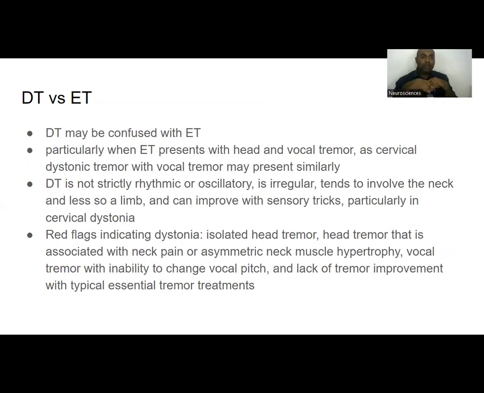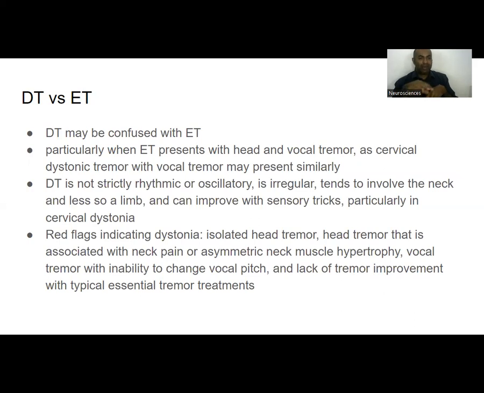So as you saw in the video, dystonic tremor can be easily confused with essential tremor. So ET, as we know, presents with head, limb tremor, head, vocal cord tremor. Cervical dystonia, dystonic tremor can also occur in the same way. But dystonic tremor is not strictly rhythmic or oscillatory, it is irregular, tends to involve the neck and less so a limb, and can improve with sensory tricks, particularly in cervical dystonia.